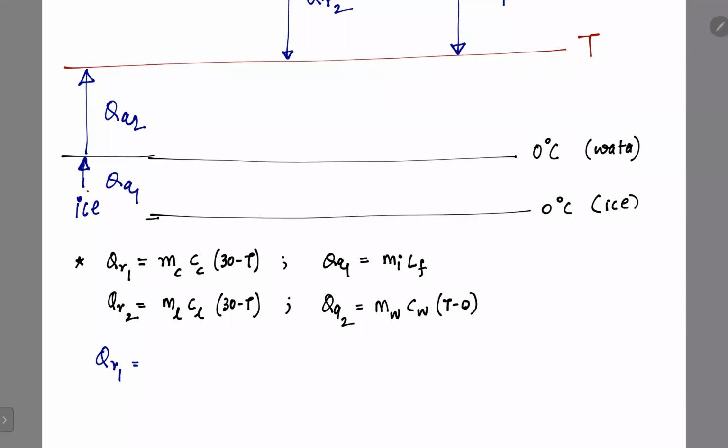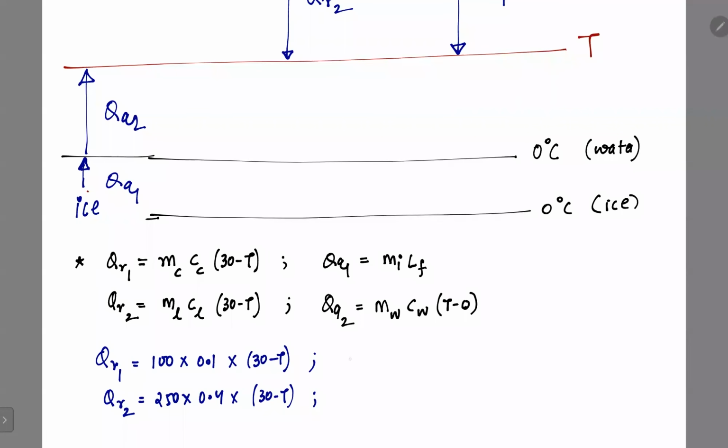What is the mass of the calorimeter? 100. What is the C of the calorimeter? 0.1. 30 minus T. Q released 2. Again, what is the mass of the liquid? 250. What is the specific heat of the liquid? 0.4. And it will again be 30 minus T.